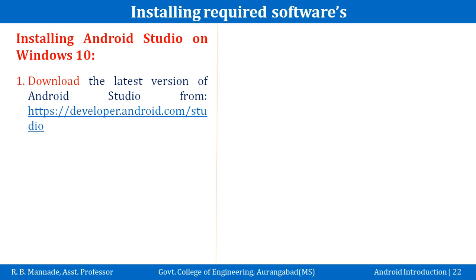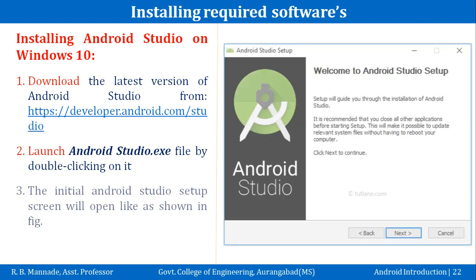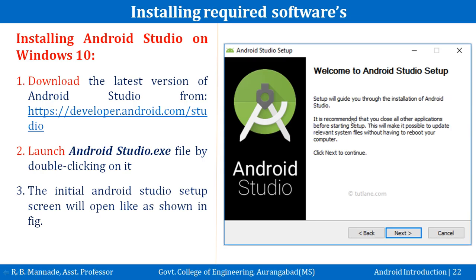After downloading the latest version of Android Studio, the next step is to launch the setup file by double clicking on it. On the Android Studio .exe file you need to double click so that the executable file can be launched. After the exe file is launched, it will show you a welcome window as shown in this slide. You need to read this message carefully and follow the steps accordingly.